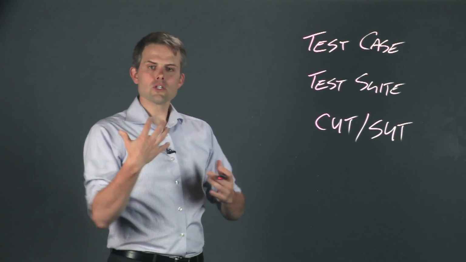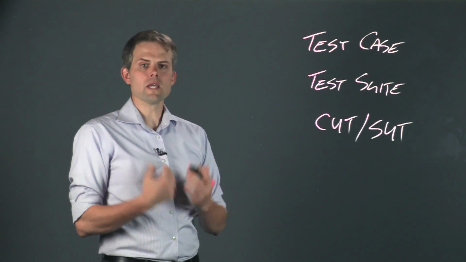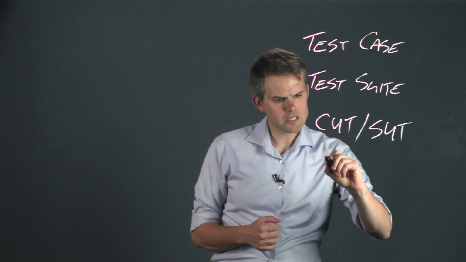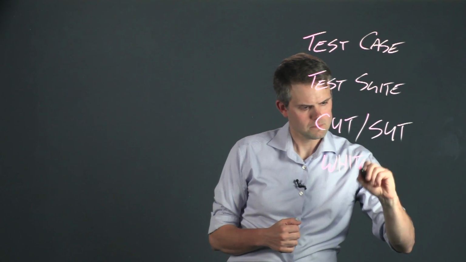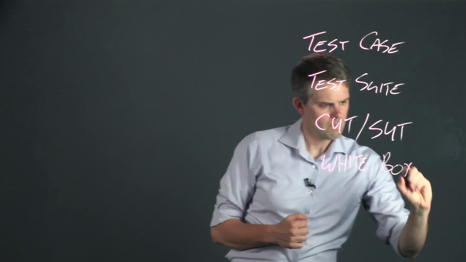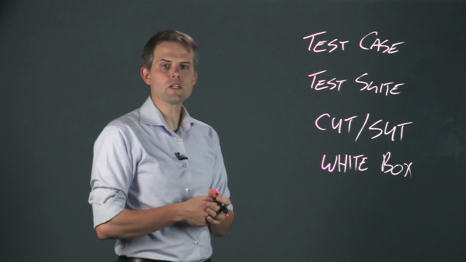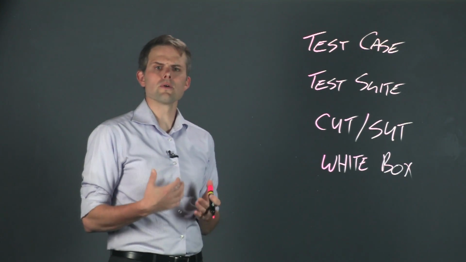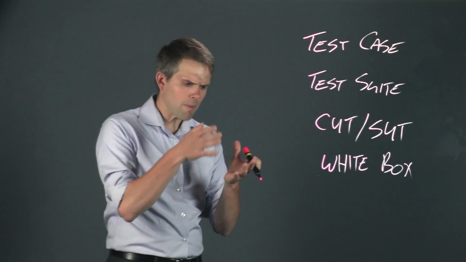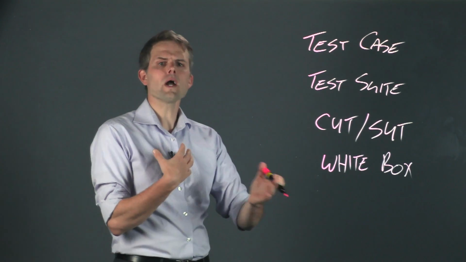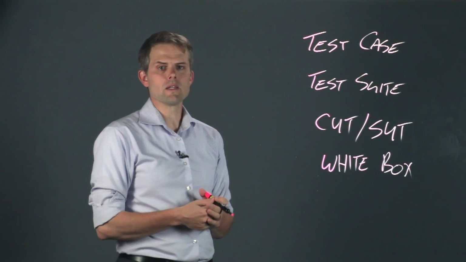At a high level, there are two main mechanisms we can use to write test cases. So the first is called white box testing. So in white box testing, what we're going to do is look at the code under test and actually look at its internals to see how it's working. And by looking at the code, we can determine what kind of test cases we want to create.